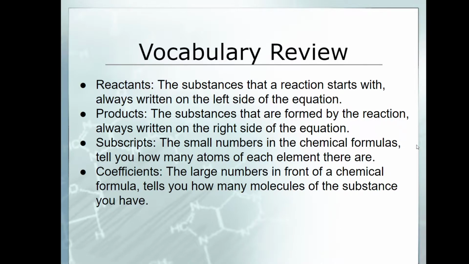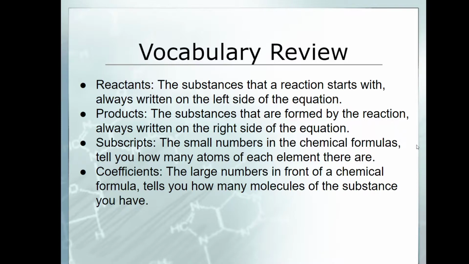All right, so just real quick, a little bit of vocab review. The first thing is reactants. Those are the substances in a reaction that are there when it starts, and they're always going to be written on the left side of the equation. You've got your products, which are whatever is made by the reaction. This is what you end up with at the end of it, and those are always going to be over on the right side of the equation.